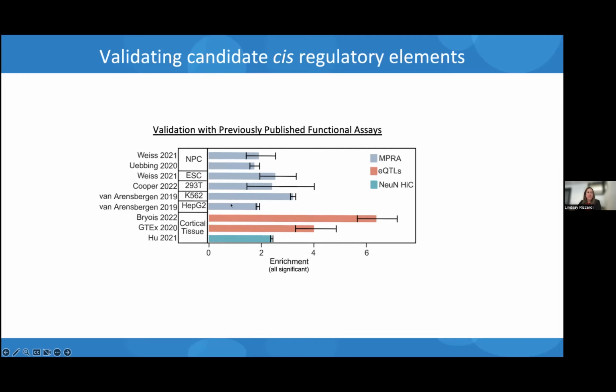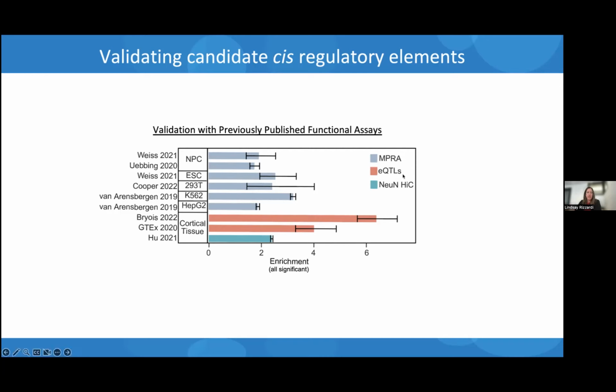And we found significant enrichment in the active MPRA elements for each of these. Again, an MPRA is where you basically take a piece of the genome, put it into a reporter assay, and ask, can it stimulate activity? And of the active elements, we found an enrichment of those overlapping our links.